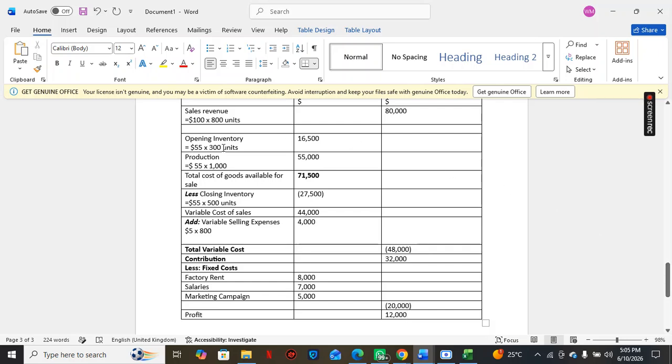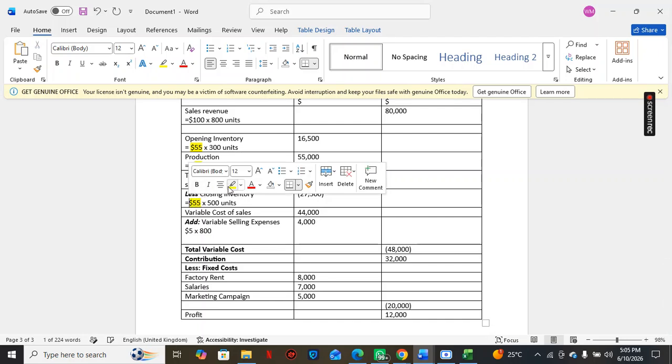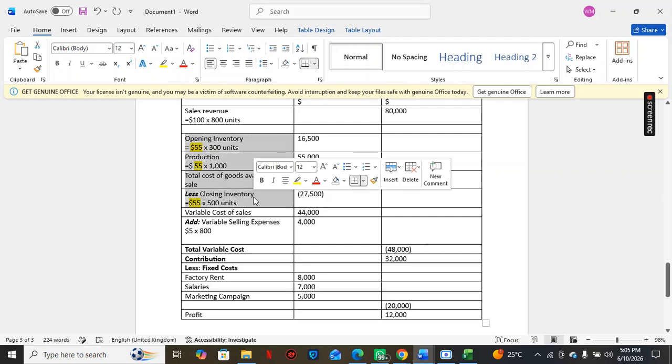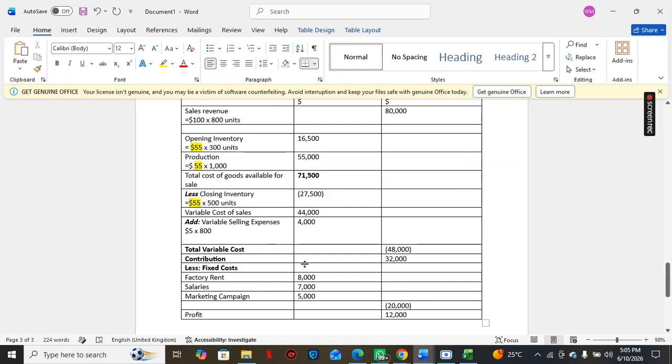So remember, opening inventory, production, and closing inventory are the ones that will be valued at the variable cost. These are the production costs. When you're tabulating the cost per unit under marginal costing, you just focus on the variable production costs. Then the fixed costs are treated as period costs.